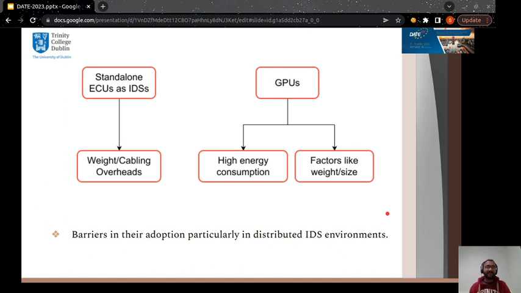Standalone ECUs as IDSs suffer from weight cabling overheads depending on their integration architecture for the ECU, while power constraints in this environment restrict the use of powerful GPUs to perform line rate intrusion detection. So, based on these challenges of security with controller area network and the constraints faced by intrusion detection systems to protect them, we propose the following as our ECU intrusion detection system architecture.